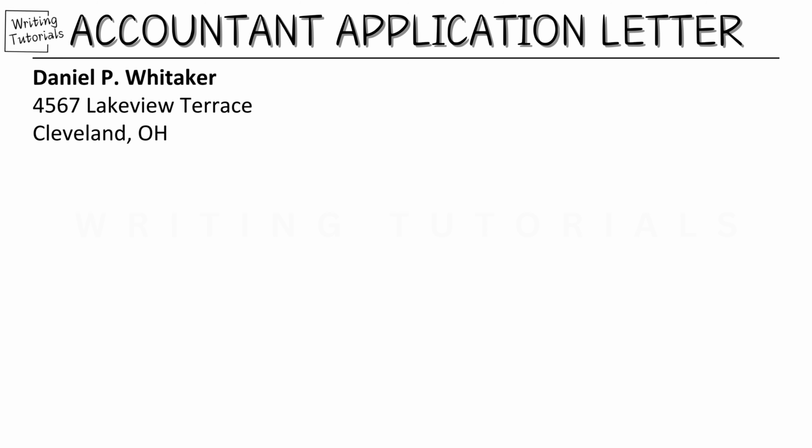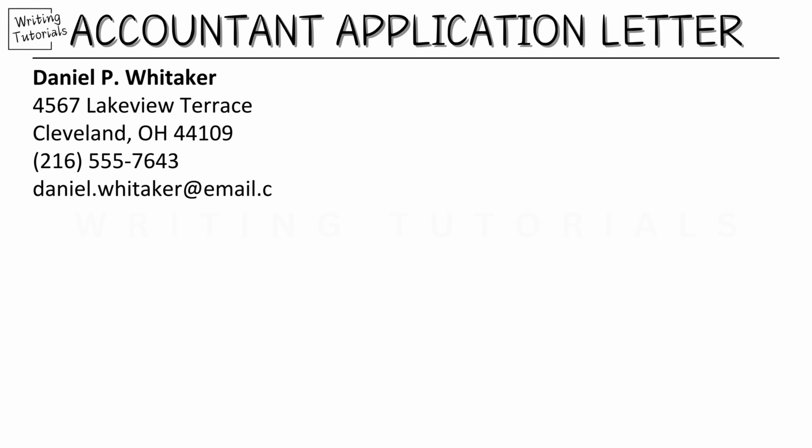Here's how it looks. Daniel P. Whitaker, 4567 Lakeview Terrace, Cleveland, Ohio, 44109, 216-555-7643, daniel.whitaker@email.com. This is the applicant's full name, street address, city, state, and zip code, followed by their phone number and professional email address. Make sure the email sounds formal, no nicknames or slang, and always double-check your contact info for accuracy. Next comes the date of the letter, in this case, July 15th, 2025.